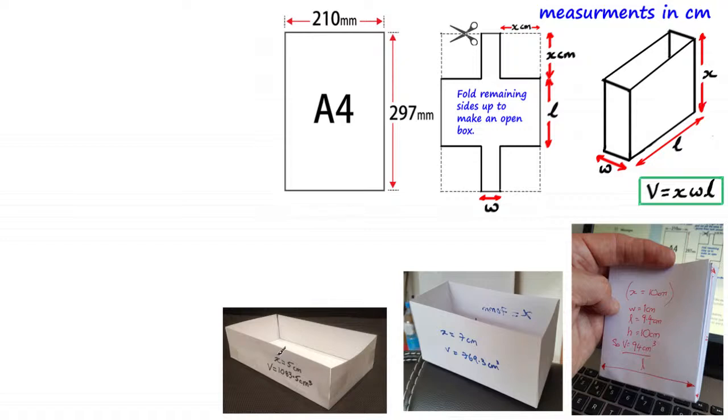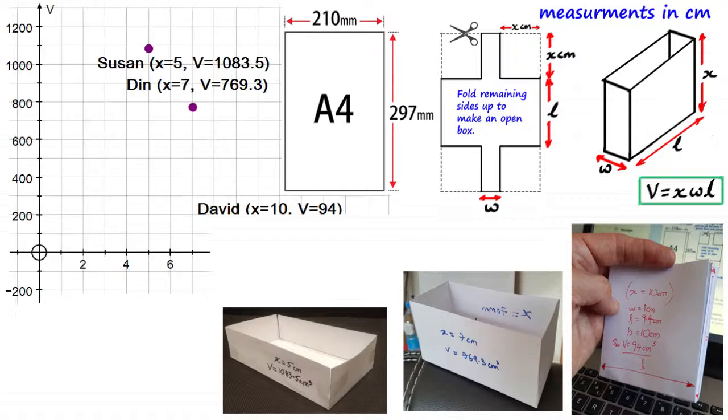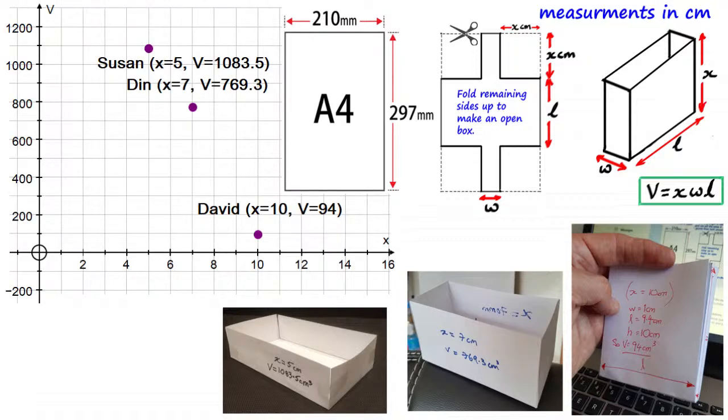You'll see here it's totally different in size to these ones here. She cut out a square from the ends of 5 centimeters, so that was that height there, and the volume turned out to be 1083.5 centimeter cubes. So what I did was to plot these values that you guys had on a graph.